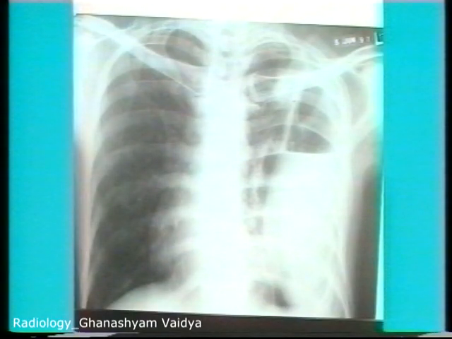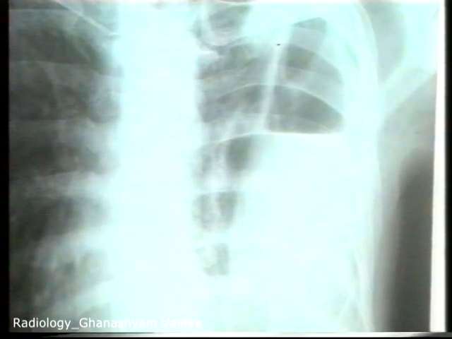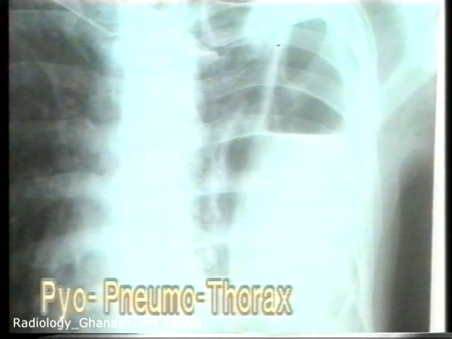In the second X-ray, the ribs cannot be seen through the fluid, and though the lung border is not much thickened, it is more likely to be a pyopneumothorax. In this X-ray, note the loculated fluid collection on the left side with an air fluid level. The fluid appears to be pus, as ribs cannot be seen through it, and note the marked thickening of the lung border. So this is loculated pyopneumothorax.